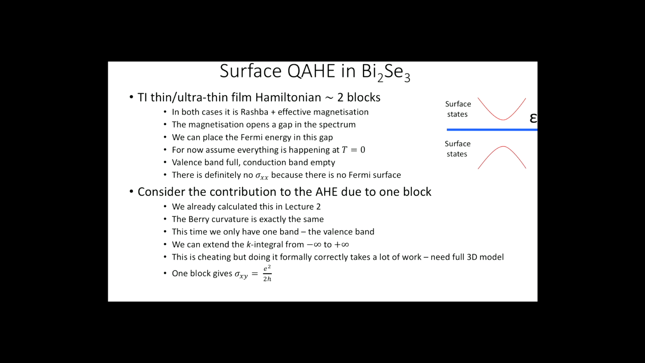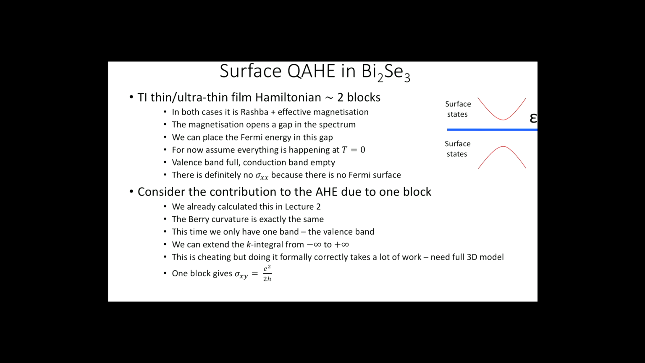If the conduction band is empty and the Fermi energy is in the gap, there will not be a longitudinal conductivity. The longitudinal conductivity is a Fermi surface effect. It depends on the number density of carriers in the conduction band. There are no carriers in the conduction band here. So there will definitely be no sigma XX, because there is no Fermi surface to begin with. There are no bands intersecting the Fermi energy. So we have a Hamiltonian made up of two blocks, and we want to work out if there is an anomalous Hall effect. So there's no sigma XX, but there may be a sigma XY.